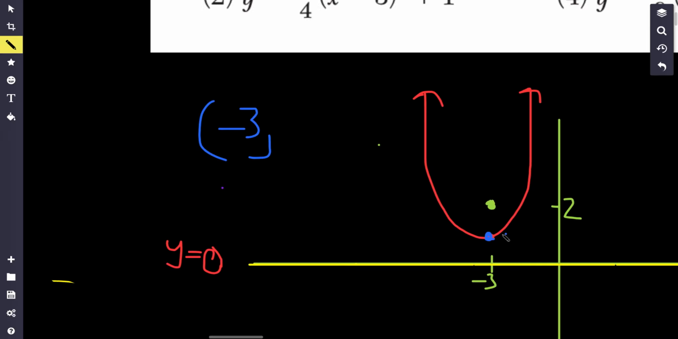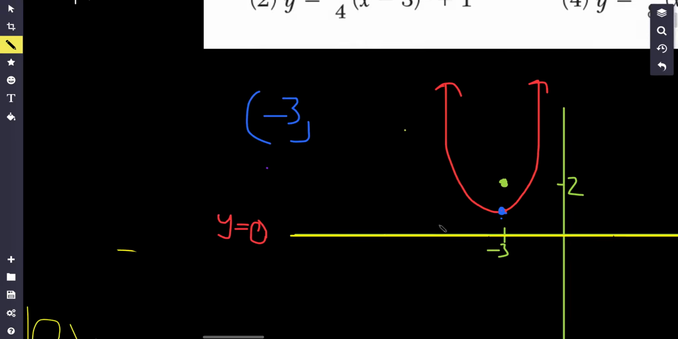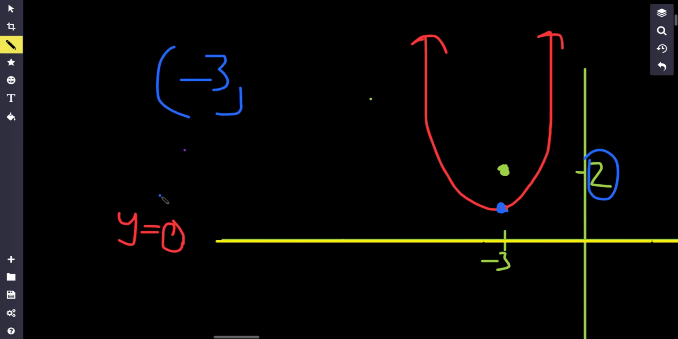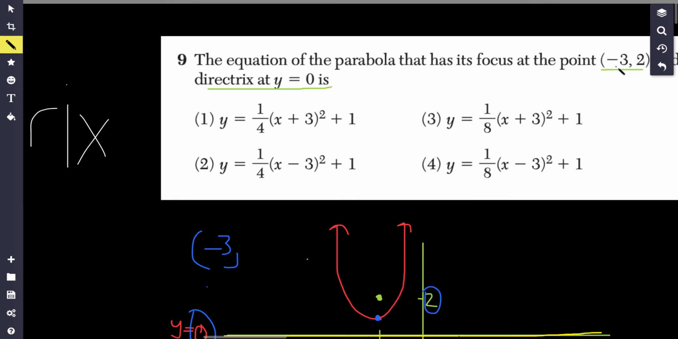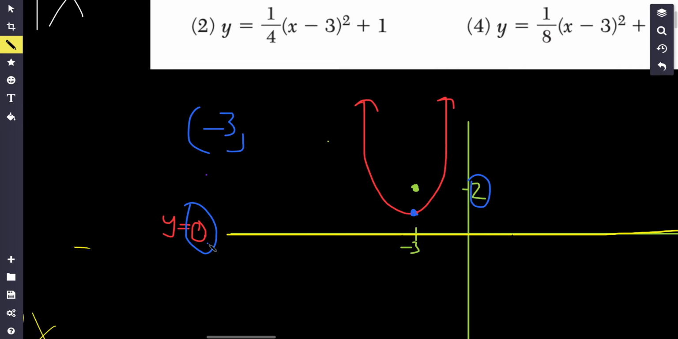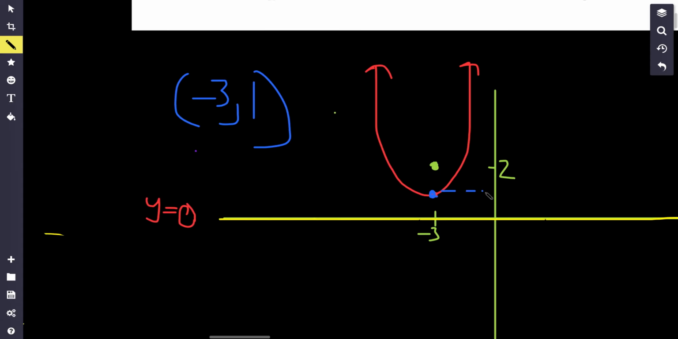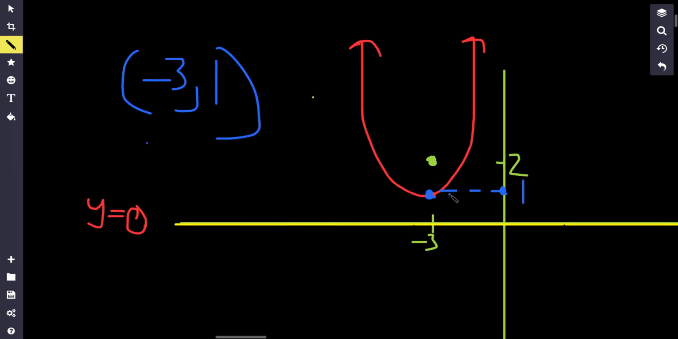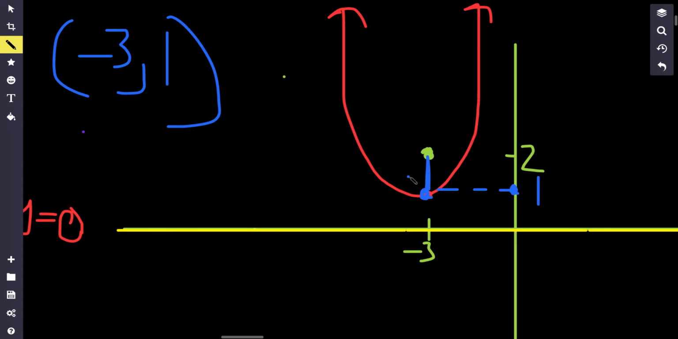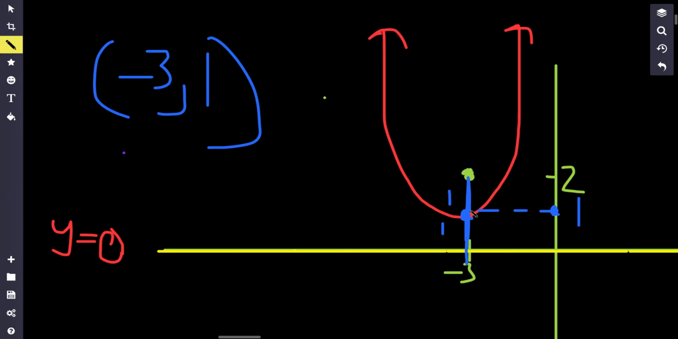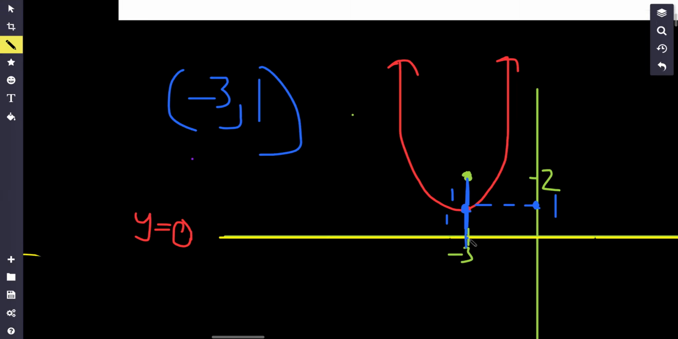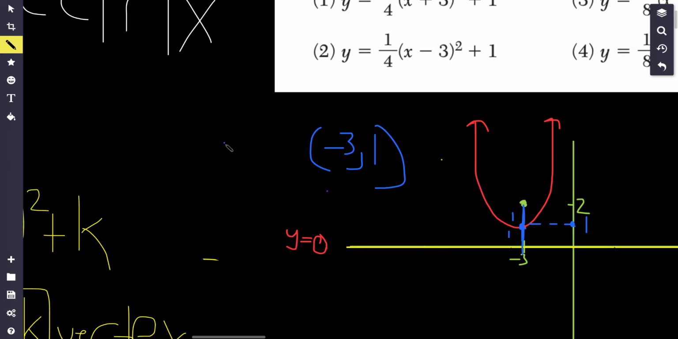But how do you find the y value for the vertex? To find the y value, you just take the average of the y values for the directrix and, in this case, our focus. So what's the average of 2 and 0? That's equal to 1. This makes sense because the distance from 1 to 2 is 1, and the distance from 1 to 0 is also 1. Notice how the vertex is equidistant from the point and from the directrix. So I know that my vertex is at negative 3 comma 1.